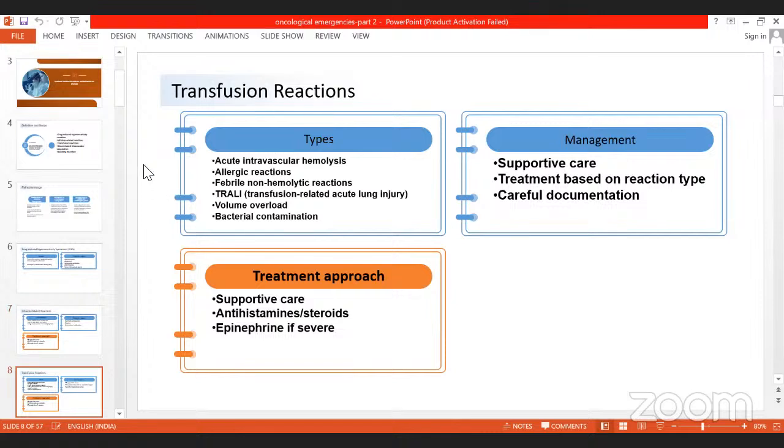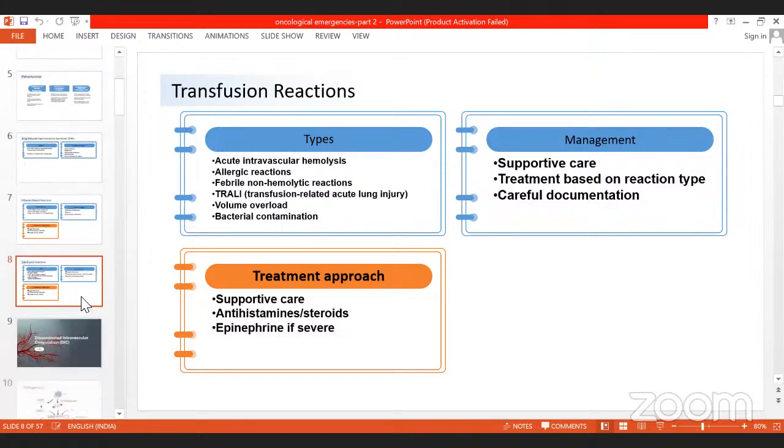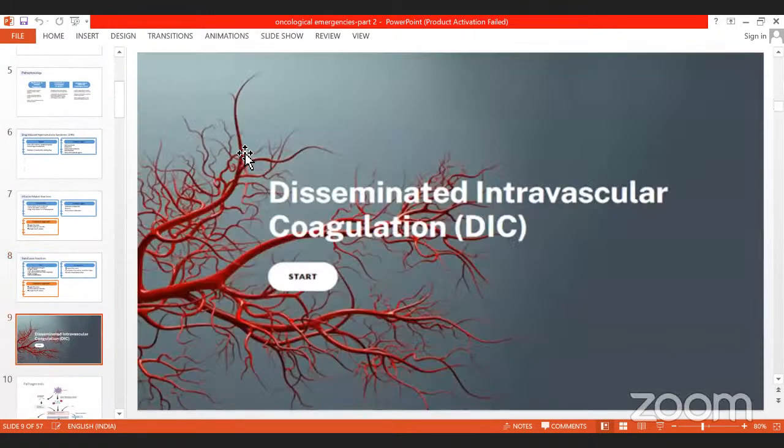Transfusion reactions are acute intravascular hemolysis, allergic reactions, febrile non-hemolytic reactions, transfusion-related lung injury, volume overload, and bacterial contamination. These are all the transfusion reactions which we see. We generally give supportive care based on reaction type. The treatment approach is similar: supportive care with antihistamines or steroids, and epinephrine if it is very severe.